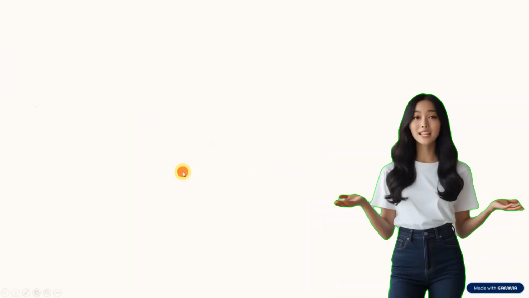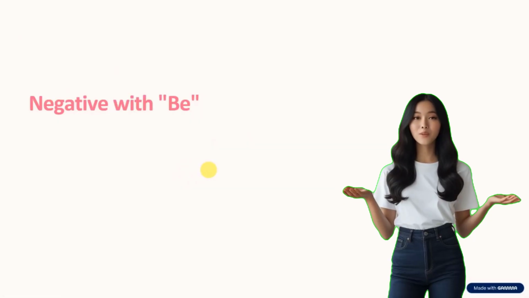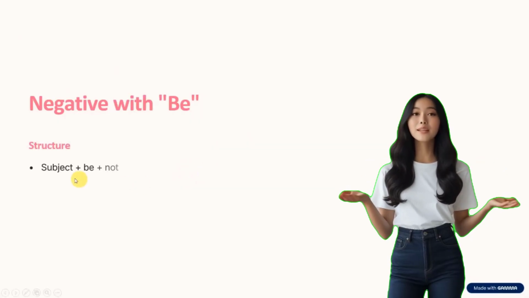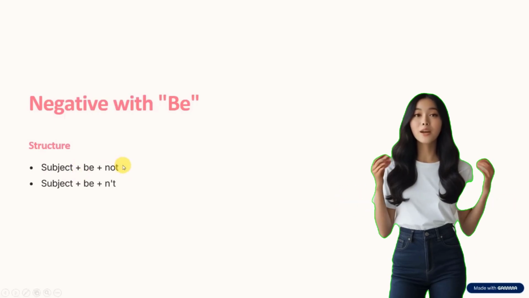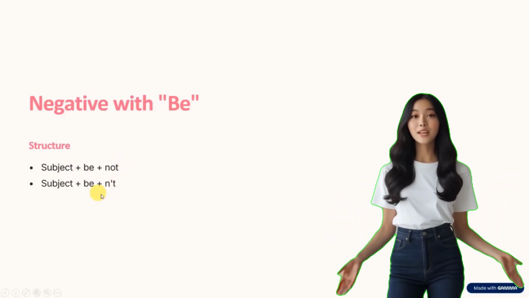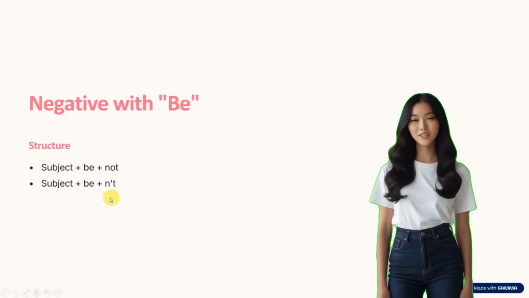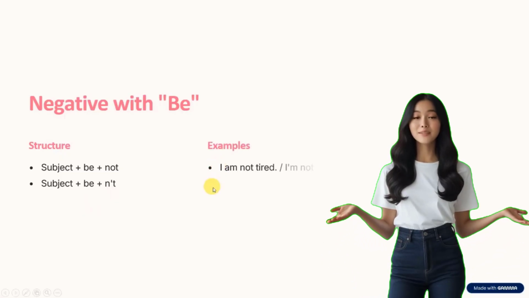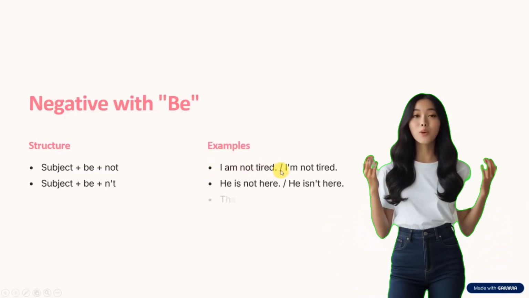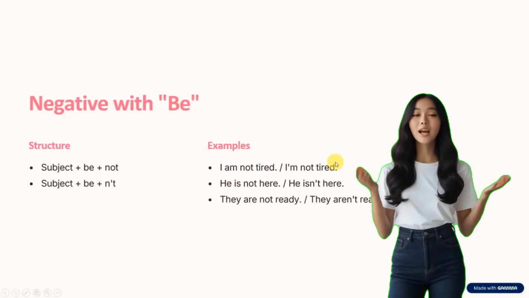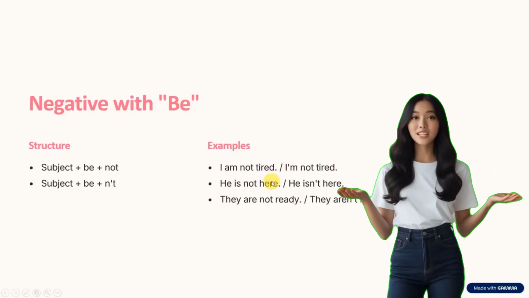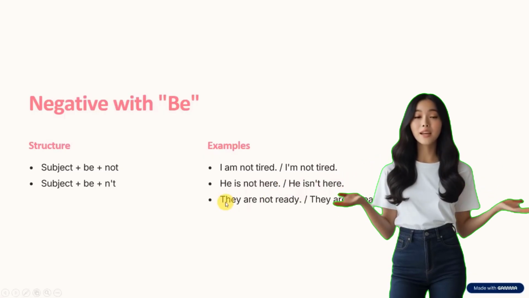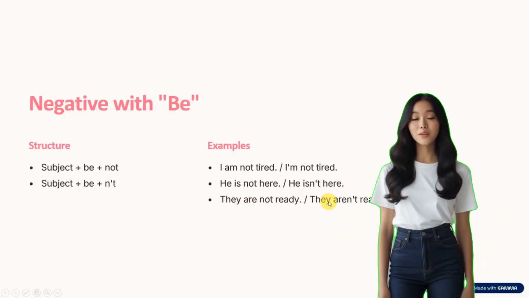Okay, this one we're going to look at a negative with be. The structure first: subject plus be plus not, or the contraction of not. Let's have a look at some examples. For instance, I am not tired, or I'm not tired. He is not here, or he isn't here. They are not ready, or they aren't ready. There are some examples for you to see how to use both of these structures.